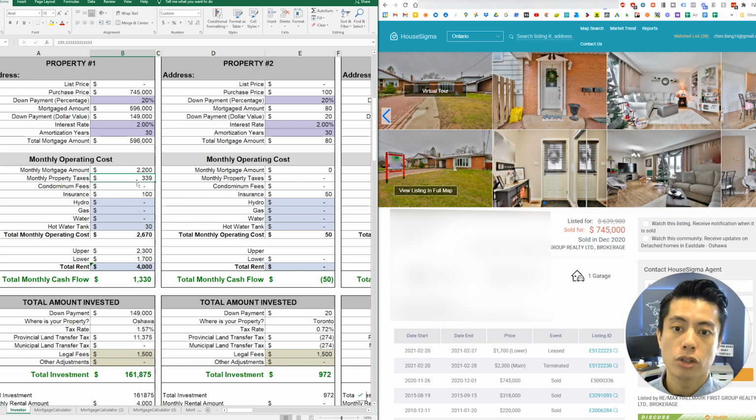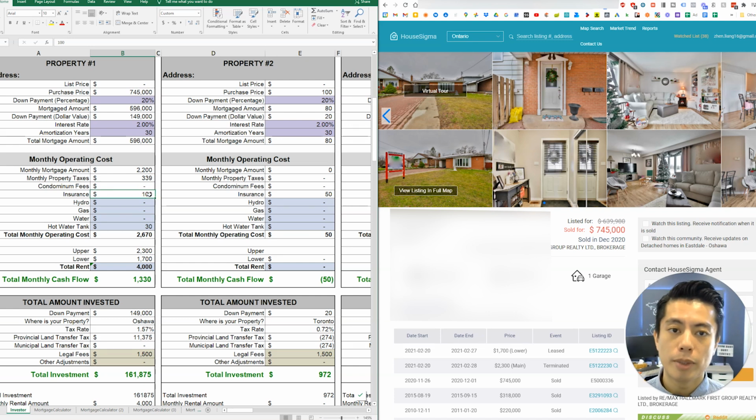It's usually every quarter, so you just have to pay a lump sum. But for the purposes of this, I'm going to use it as a monthly expense. Then you have condo fees. Obviously, this is a legal 2-unit, and there's no condo fees. It's a house, freehold, right? So no condo fees. Then there's insurance.